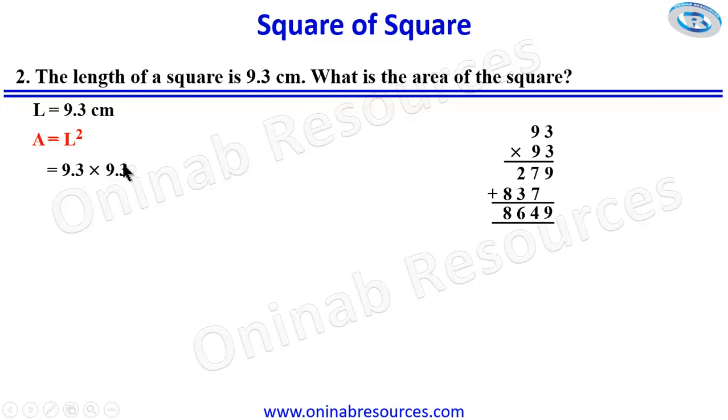And we said since we have one decimal place here, one decimal place here, making a total of 2 decimal places, the product is going to be 2 decimal places. So we count from the last digit, 1, 2, and place our point, giving us 86.49 as the area of the square whose length is 9.3 centimeters. And that's all for problem 2.